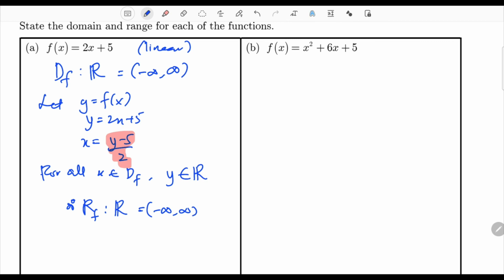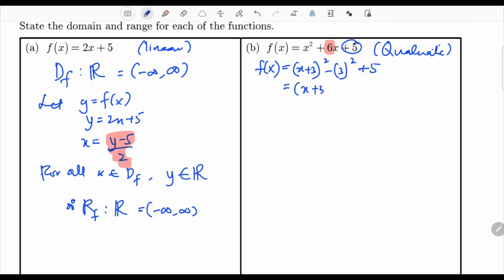Next will be B. f(x) equal to x squared plus 6x plus 5. This is quadratic, so we need to do completing the square. The fastest way will be bracket squared minus bracket squared, and you have plus 5 at the back. Half of 6 will be 3, so we get (x plus 3) squared, minus 9 plus 5, so minus 4.